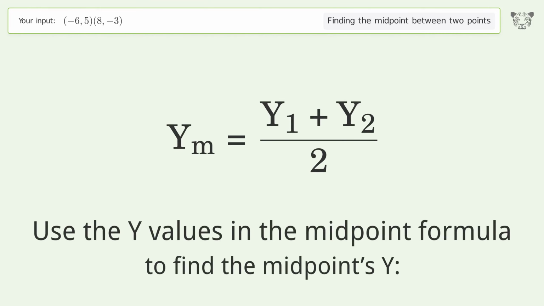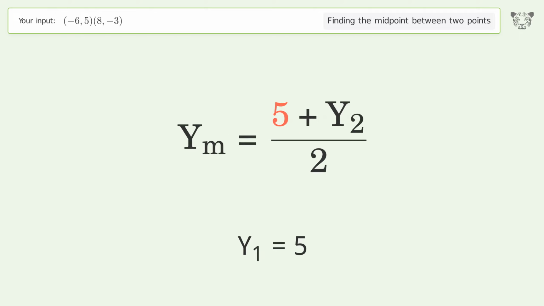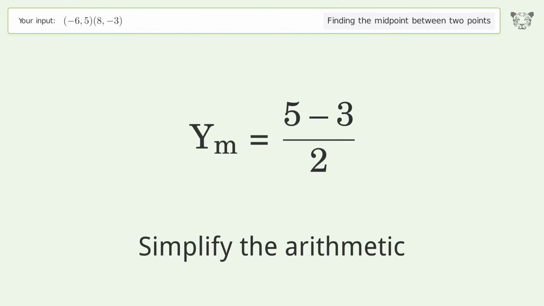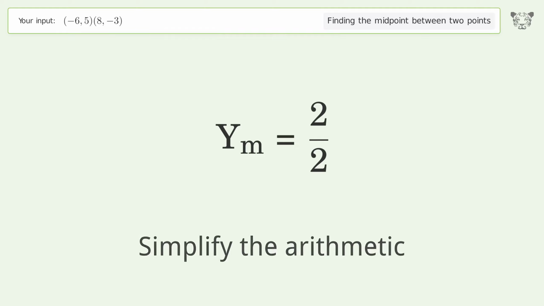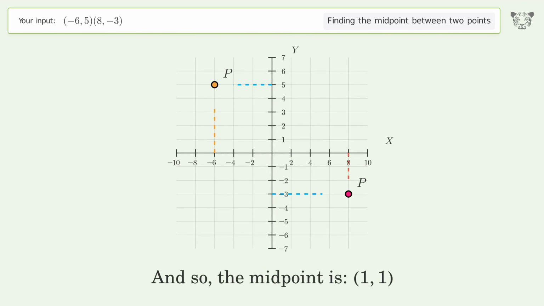Use the y values in the midpoint formula to find the midpoint's y. y1 equals 5. y2 equals -3. Simplify the arithmetic. And so, the midpoint is 1, 1.